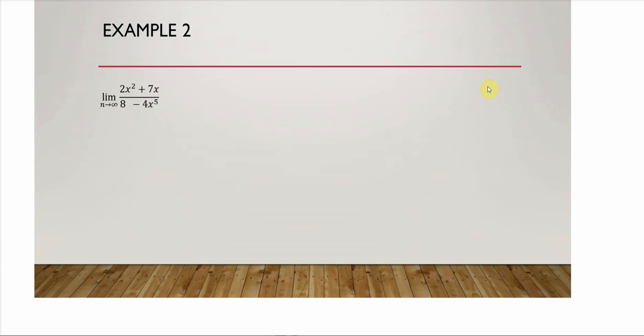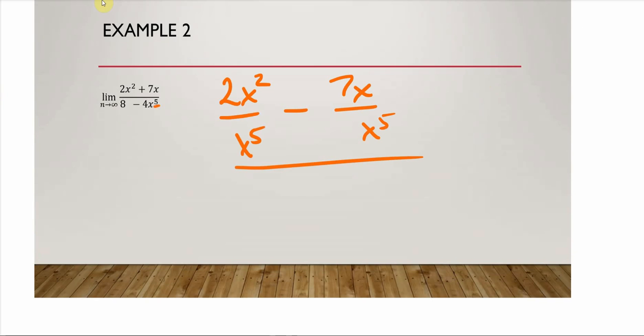Okay. So in this problem, I find the power here. The biggest power that I find is going to be that 5. So I'm going to take the 2x squared and divide it by x to the 5th. I'm going to take the 7x and divide it by x to the 5th. I'm going to take 8 divided by x to the 5th, minus 4x to the 5th divided by x to the 5th.